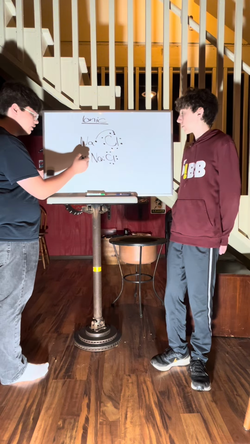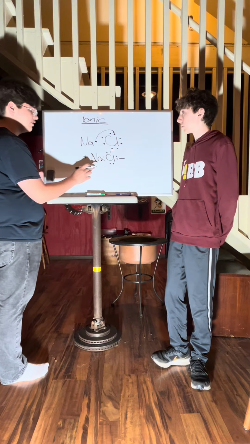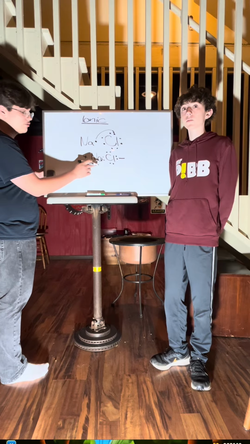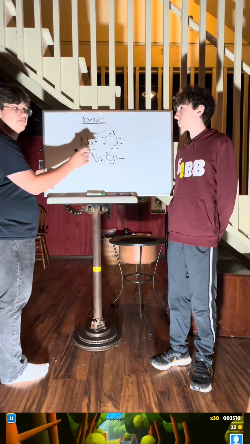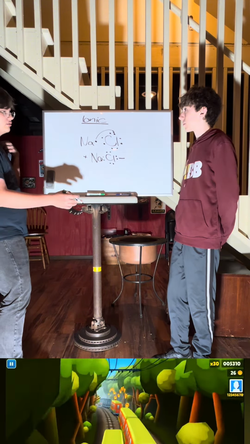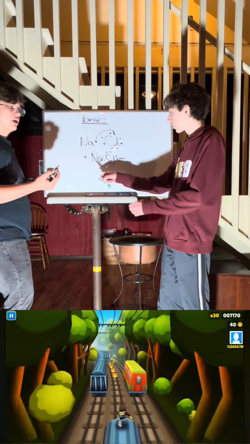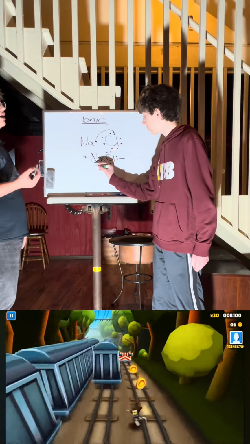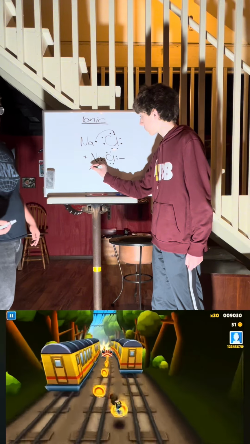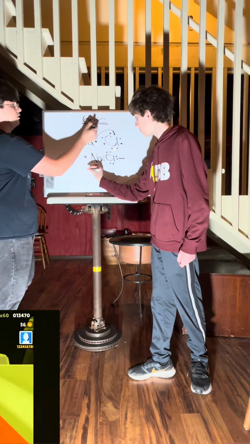This end is more positive than this end because the sodium has 1 less electron than it normally does, so it's positively charged. And then this chlorine atom is now more negatively charged than it would be because it has 1 more electron than it normally does. And these are called ions, hence ionic.